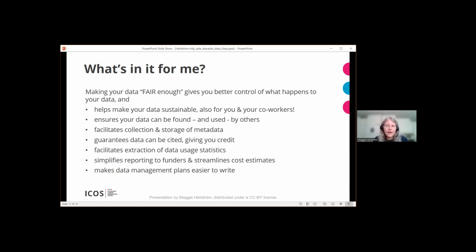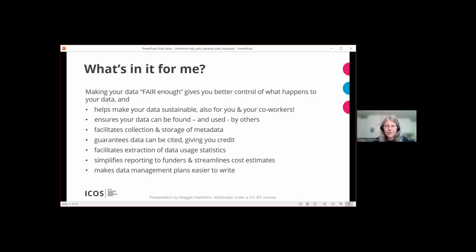It ensures that your data can be found so that people know that there is some data there, and then ultimately, hopefully, it can be reused. It facilitates your process of thinking about how to collect metadata, which metadata to collect, and how to connect it with your data and everything else in your research project. It will guarantee that your data can be cited properly, and if it's cited, then ultimately you can also get credit because you can show that other people have used it. And it will facilitate all of this extraction of usage statistics and other things that your funders want to know.